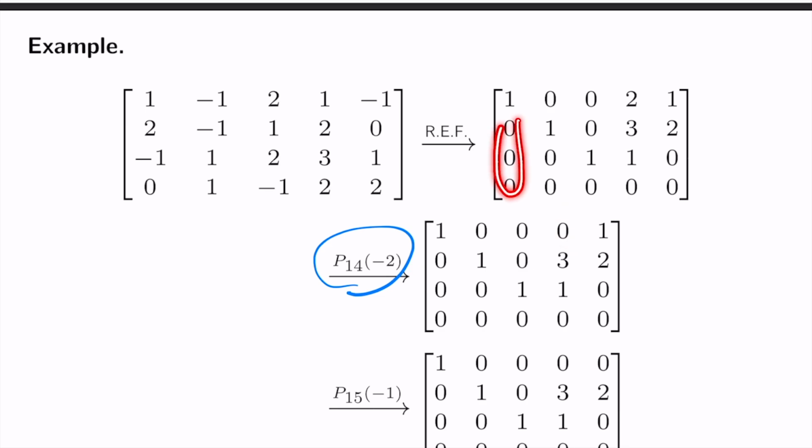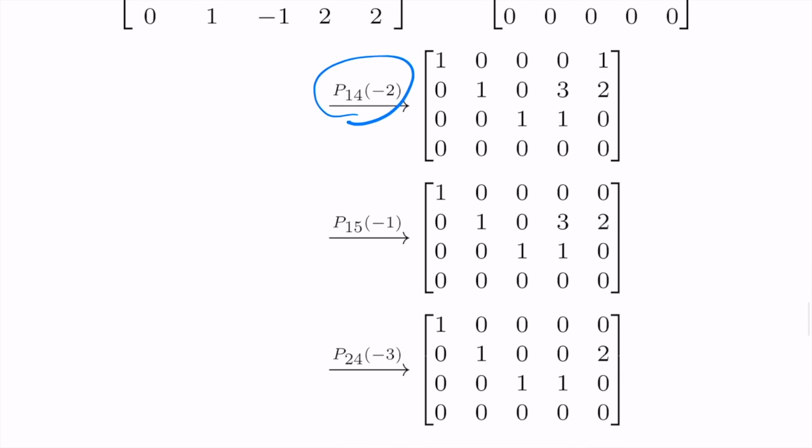And for all other elements in the first column, they are 0. So the corresponding elements in the fourth column are unchanged. And next, we apply this matrix. This is P15 of -2. That is, adding the first column multiplied by -1 and add that to the fifth column.